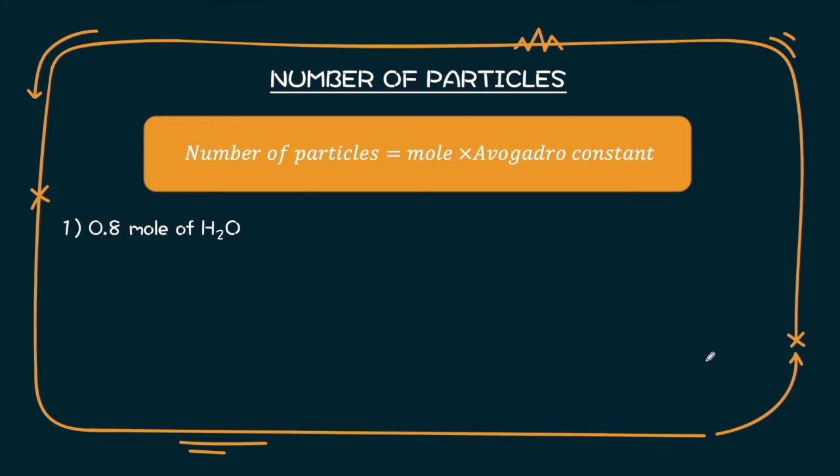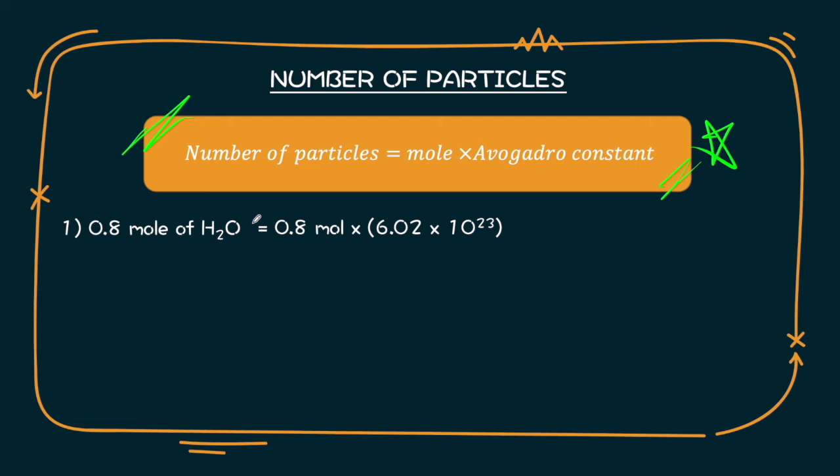Okay, so now here comes our first equation. The number of particles equals to mole times Avogadro constant. Okay, we saw this Avogadro constant before. It is a big number. And at here, I have one question, 0.8 mole of H2O. Alright, first step, you need to know H2O itself is 1 molecule. And there are 2 H and 1 O in this molecule.